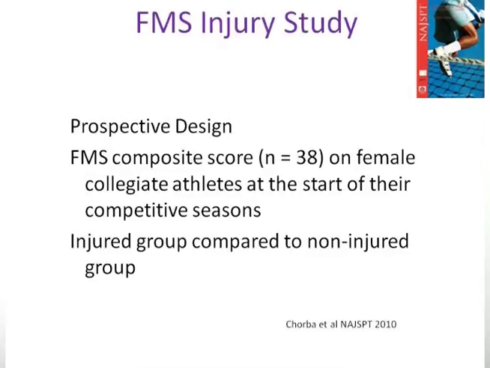This study was just published in the North American Journal of Sports Physical Therapy, and it is on female college athletes. It looked at 38 college athletes from a couple different sports and compared their movement screen scores from the injured group and the non-injured group. It's a reasonably well done study, a little smaller sample size than we like to see, but again, it gets us started with those pilot data to look at these different samples.